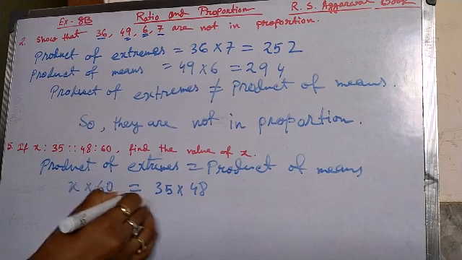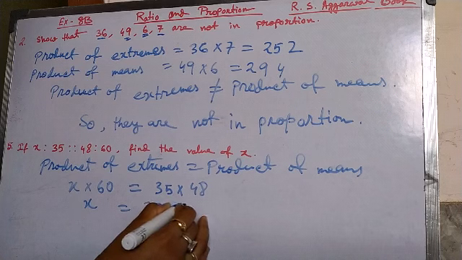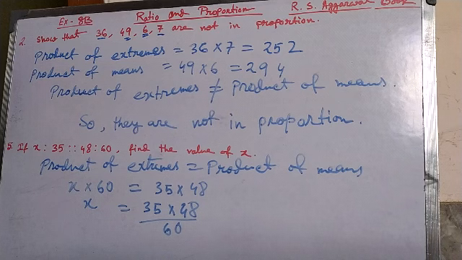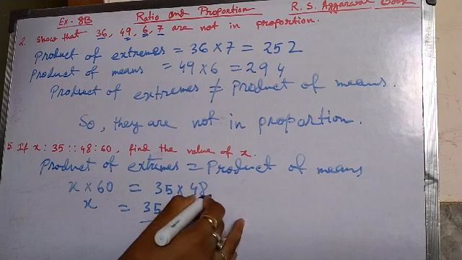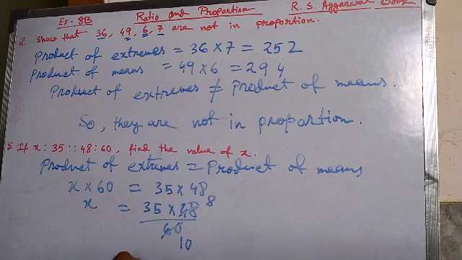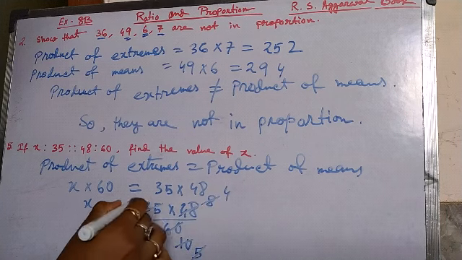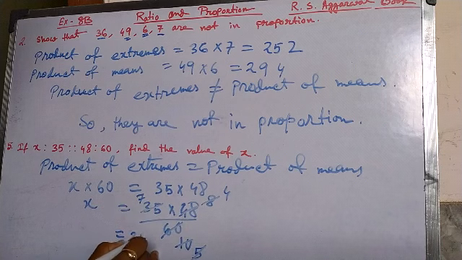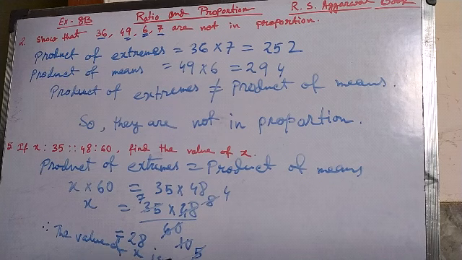Now 60 will come to this side by cross multiplication, in the denominator. Now we will calculate it. 6 8s are 48, 6 10s are 60. Now 2 4s are 8, 2 5s are 10, 5 7s are 35. So the answer is 7 4s are 28. Therefore, the value of x is 28.